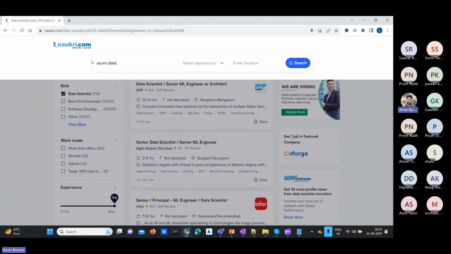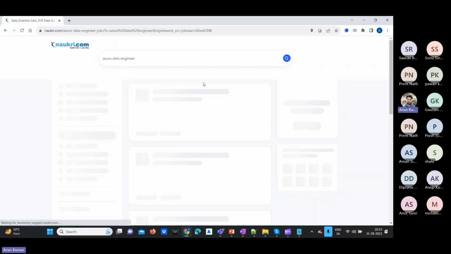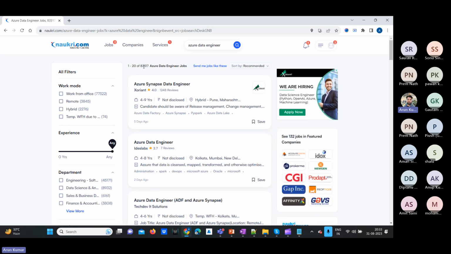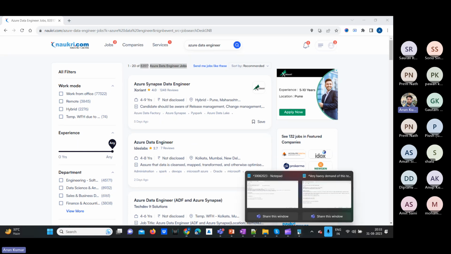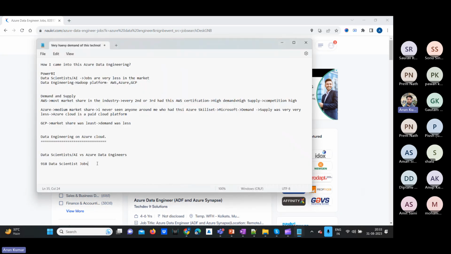Now, let me search for Azure data engineer jobs. Are you seeing this difference? 83,517. This much is the number of jobs for Azure data engineers. Are you seeing the difference? There is more than 100 times difference between the jobs for data scientists and Azure data engineers. This much is the difference.